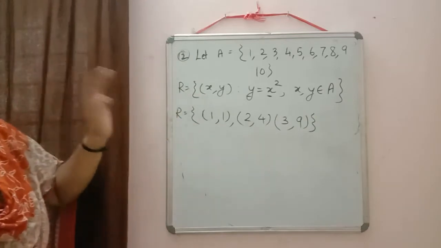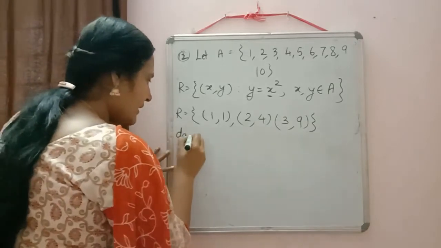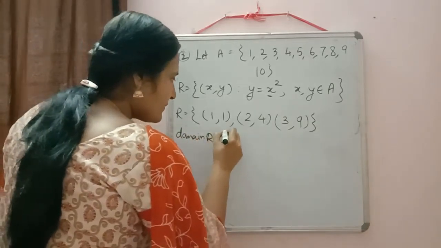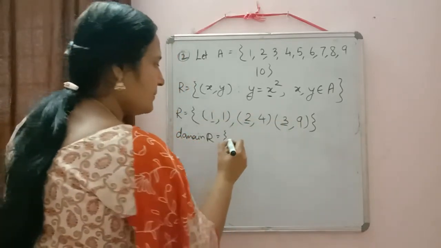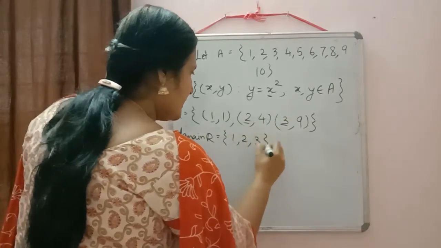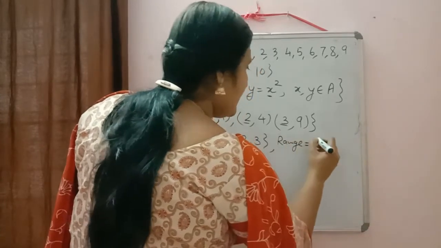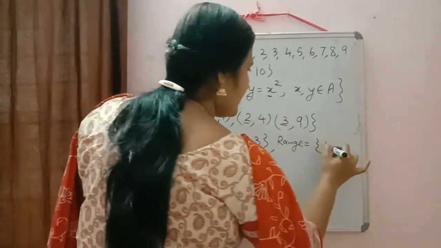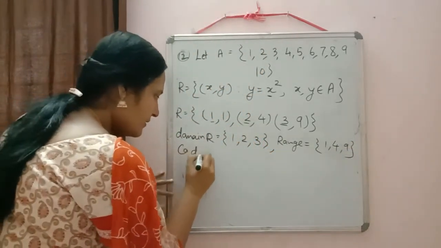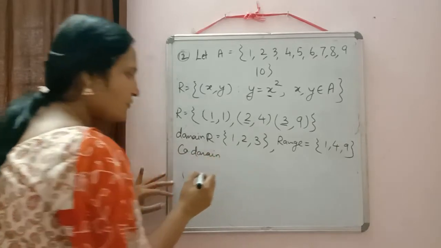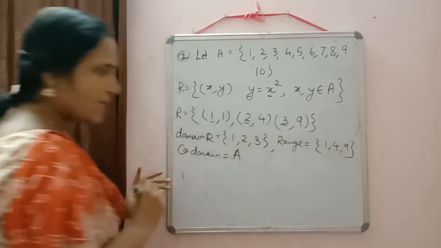So the relation written means we wrote it in roster form. Now we will write its domain and range. What will be the domain of R? Yes, the collection of all the first elements in the ordered pairs. So 1, 2, 3 is the domain. And what will be the range? The set of all second elements is called its range. What will be the codomain? R is a relation from A to which set? A to A only. So the codomain will be equal to set A.